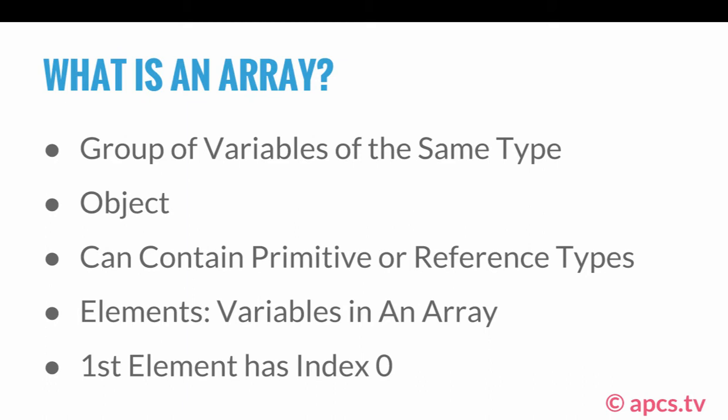And the first element, or the first one in the group, has the index 0. So the index value is 0. Now remember that in computer science, we start off counting with 0. So what you would think would be first would actually be 0, and what you would think would be second would be first. So that's something to keep in mind as we look at arrays.